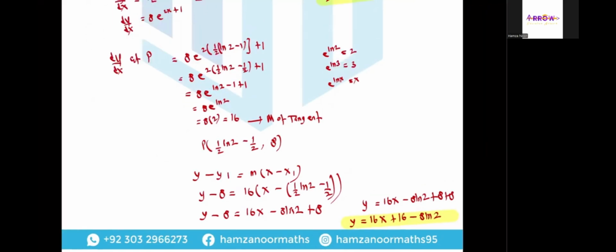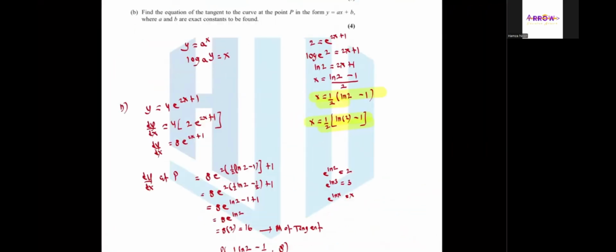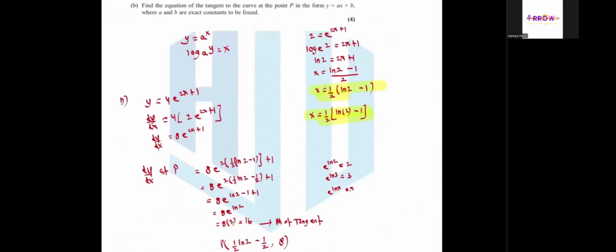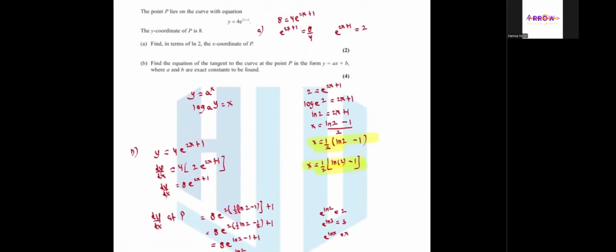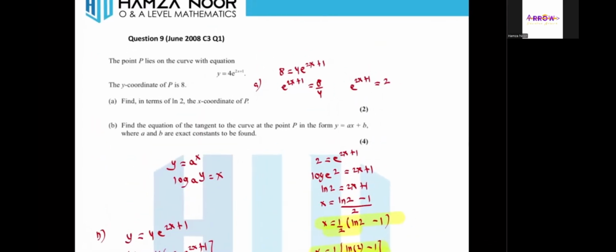So this is in the form of y equals ax plus b, where a is the gradient, so a is 16, and b is this complete constant 16 minus 8 ln 2. So this is supposed to be your answer to part B. All right, so this was the explanation for this question. In this video I've discussed these two questions.